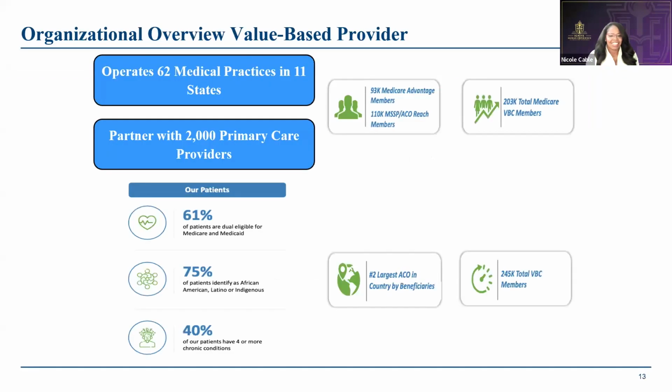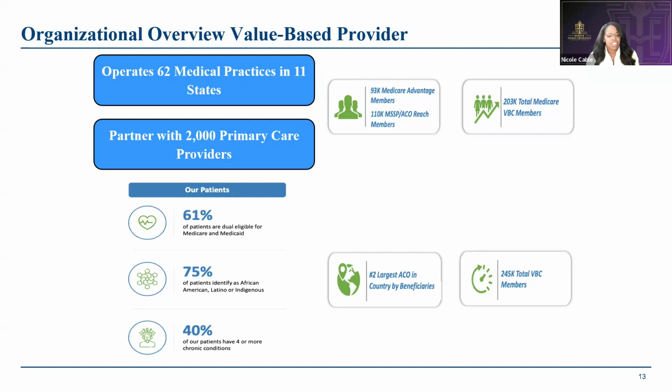Next slide. So I just want to give a brief background to the organization, just so that we can put it in context. At the time that I was a CXO, we operated 62 medical practices in 11 states and partnered with over 2,000 primary care providers. 93,000 of our members were Medicare Advantage, and we had 110 members that were part of the Medicare Shared Savings Program and the ACO REACH, which is Realizing Equity, Access, and Community Health. We had over 203,000 total value-based care members, and had the second largest accountable care organization in the country based on beneficiaries, and had a total of 245,000 value-based care members.